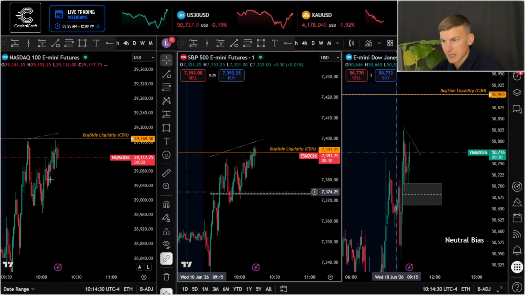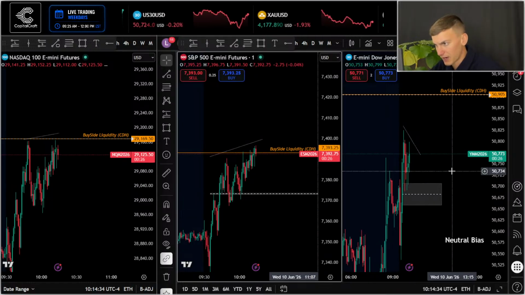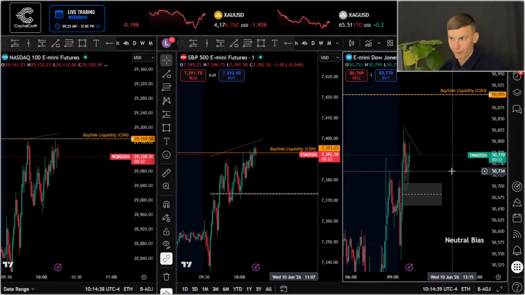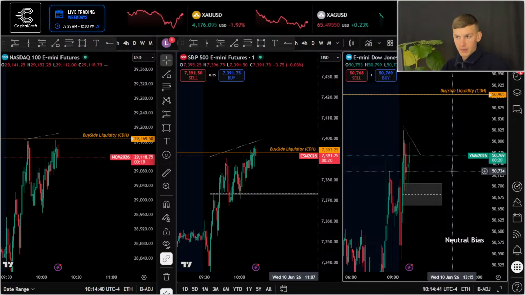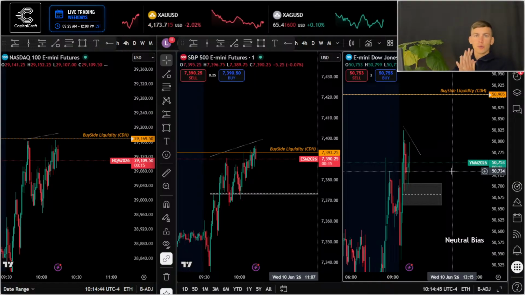I'm monitoring the Nasdaq and the S&P for a possible scalp towards the upside, but I'm looking at the 5 minute on the Dow to see if we can perhaps start seeing weakness, a fall, and that would essentially give us the prime opportunity to go short within the market.